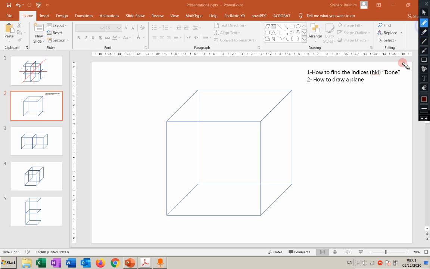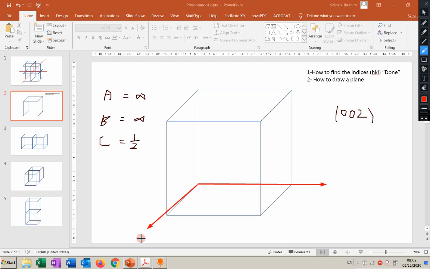Let's have something this time with the 0 0 2. So you have 0 0 2. The intercepts A, B, C. A is infinity, 1 over 0 is infinity. For B, 1 over 0 will be infinity, and then for C it will be 1 over 2. Well, deciding the location of the origin, this is the origin. So we only have 1 point.